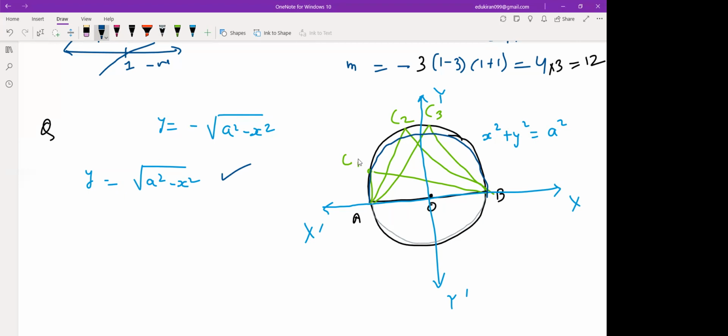So if you take a point C1, this is minus a comma 0 and this is a comma 0, because this is the radius a, which is a constant. C1 is a variable point, and I'm taking it as x on the circle, and y is root over a square minus x square. So from any point C, the height would be the perpendicular length, and that height will be equal to root over a square minus x square. You are getting this, I hope.